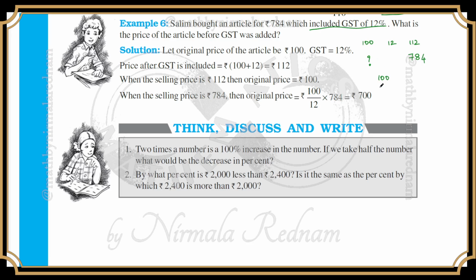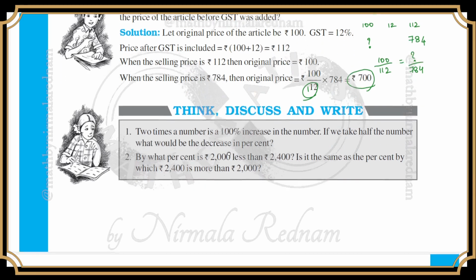the price of the article by bill amount is the same as, in the real world, the price of the article by bill amount, right? So now after cross multiplication, you will get the answer as 700. Here, it's not 12, it's 112. Okay, it will give you the answer 700, right? So that is your sixth solved example.